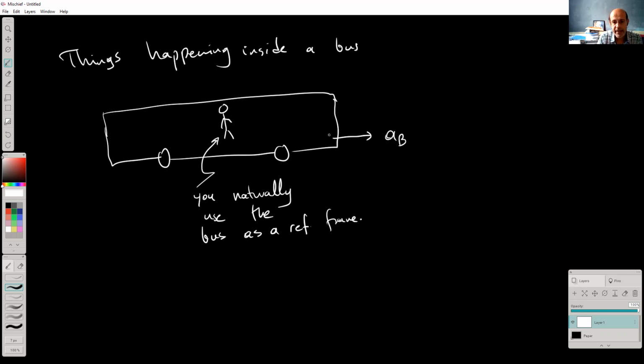So in any case, in this kind of situation, let's say that the bus is speeding up. From that reference frame, you can actually understand things better if you assume that there is a fictitious force acting on you, pushing you backwards. In reality, nobody is pushing you backwards. It's just that the bus is accelerating in the forward direction. So as a result, you have some kind of inertia.